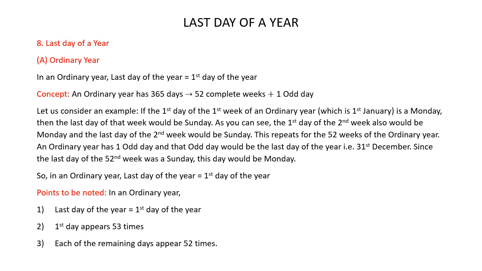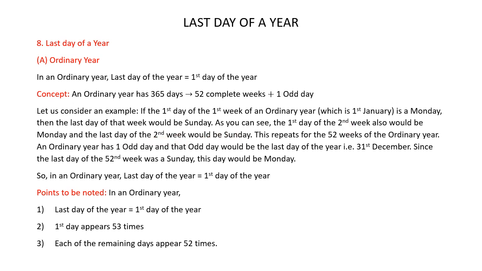Now let's consider an example. Let's suppose that the first day of the first week of an ordinary year is a Monday. That is, 1st January is a Monday. Then the last day of that week would be Sunday. Now, since the last day of the first week is a Sunday, it clearly means the first day of the second week would be Monday and the last day of the second week would be Sunday.